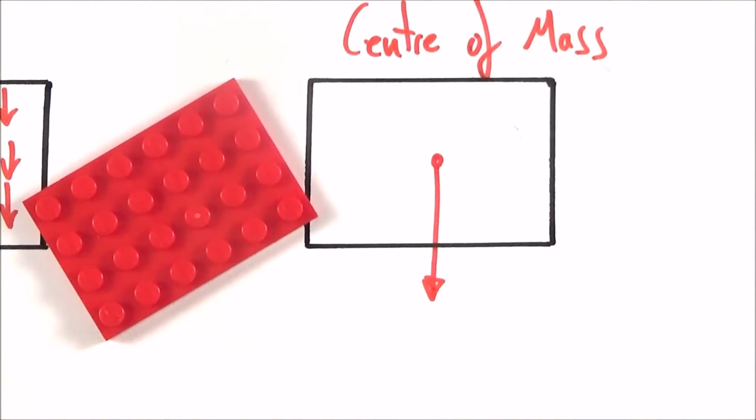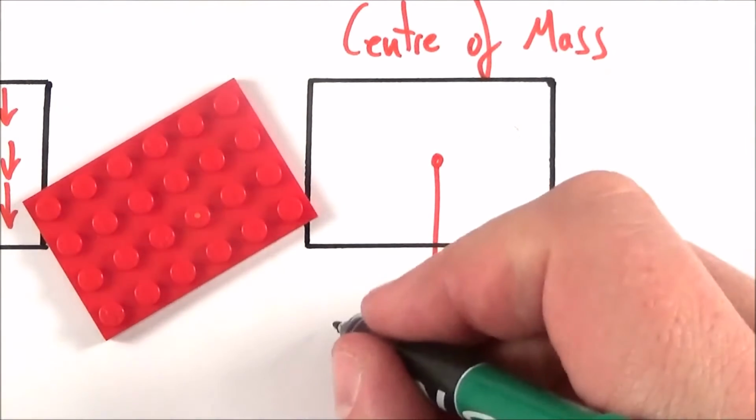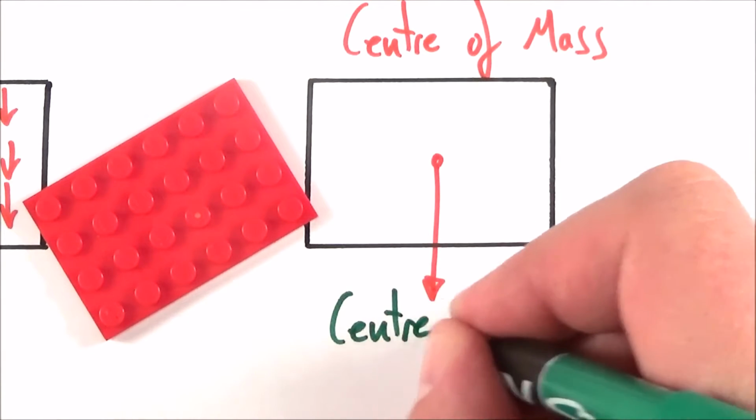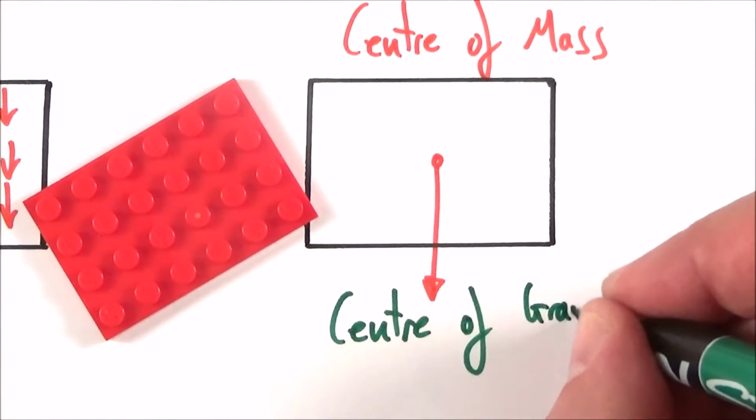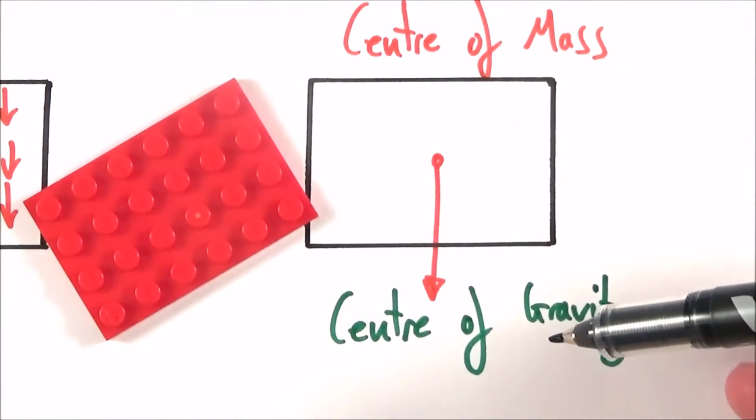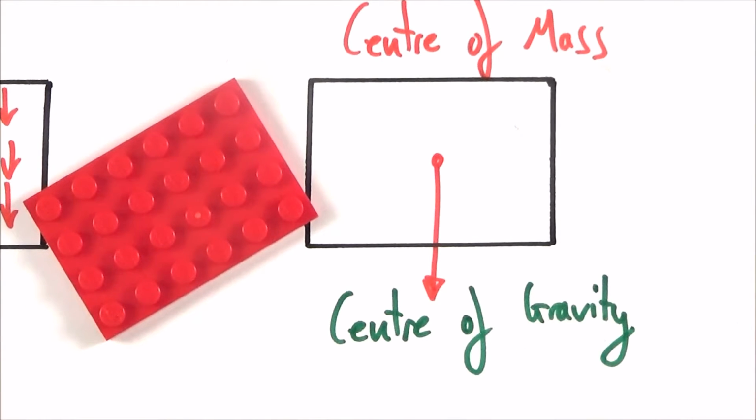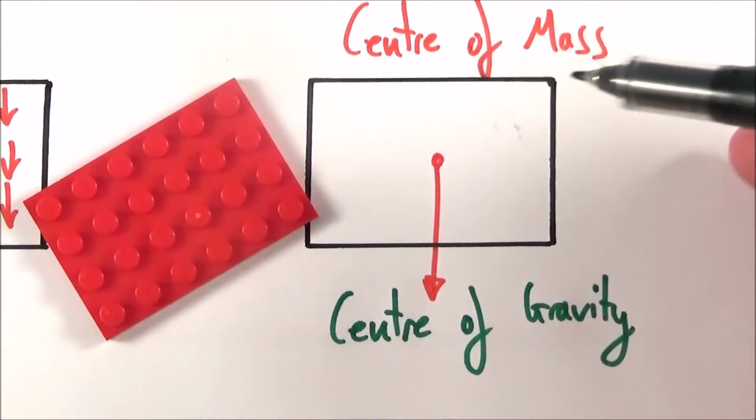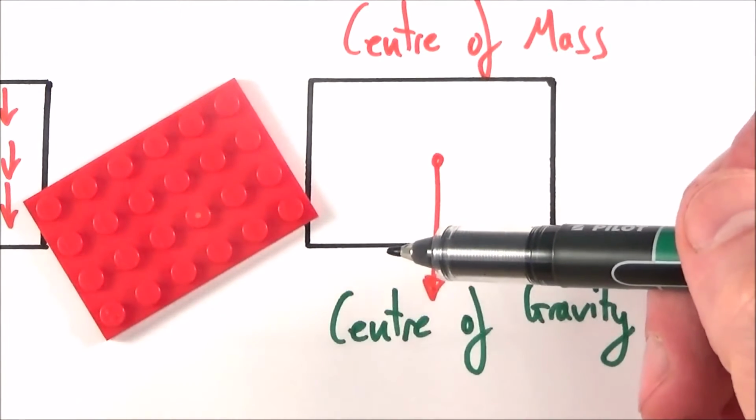Now we can also think about this in terms of the weight of all the objects, and we can call the same point the centre of gravity. It's important to note that on Earth, where we have a fairly uniform field, the centre of mass and the centre of gravity are at exactly the same point. It's only if you had an immensely tall tower that stretches out into space, where the strength of gravity at the top and at the bottom are different, that we would actually have the centre of mass being different to the centre of gravity.